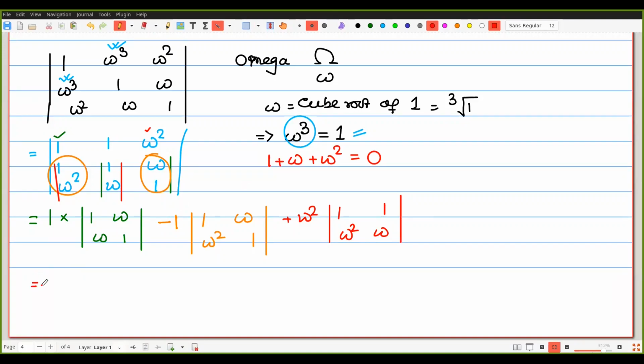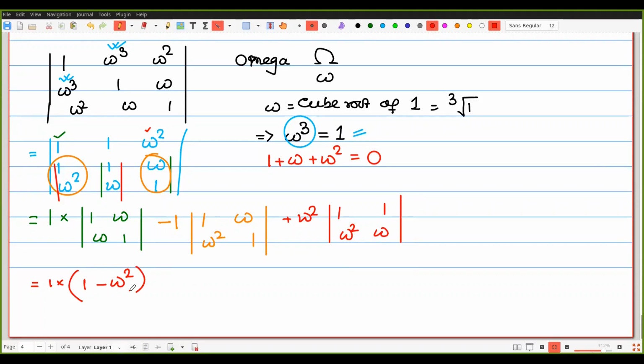Omega cube has already been taken as 1. Okay, so 1 into 1, that means 1 minus omega square.